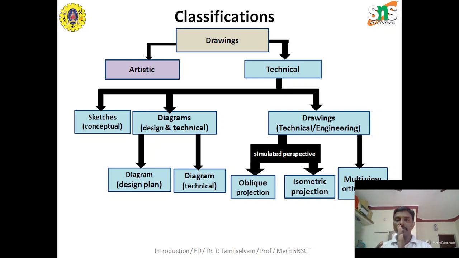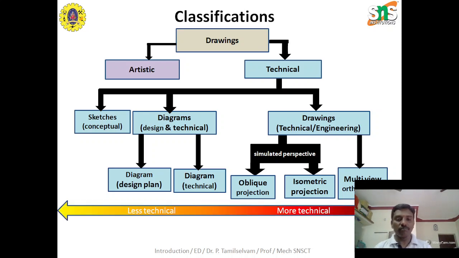That is from the front, from the top, or from this side, or from this side. All of them are at 90 degrees, from the plane of projection to the viewer's eye. Therefore, that is called orthographic views. The other ones are oblique projection and isometric projection. Those we will see in detail in the forthcoming slides.